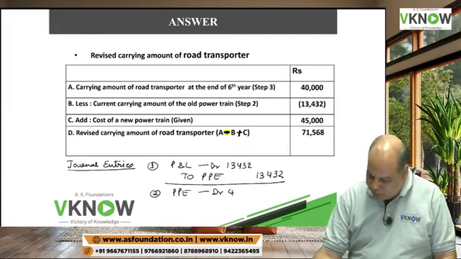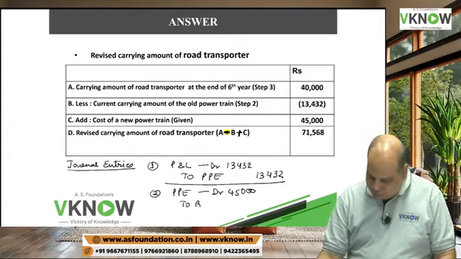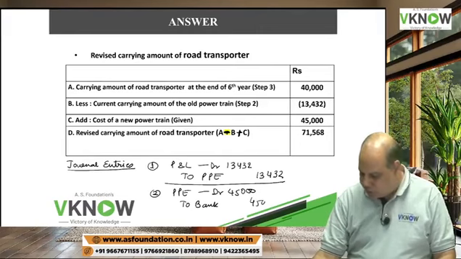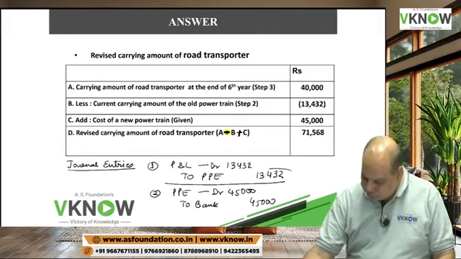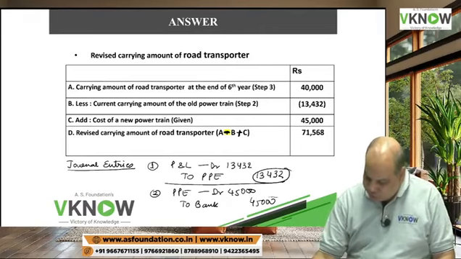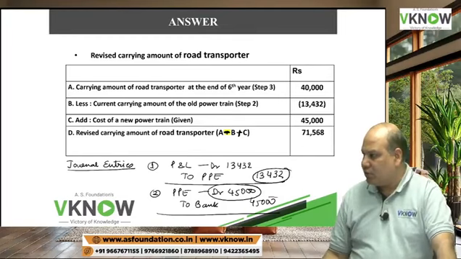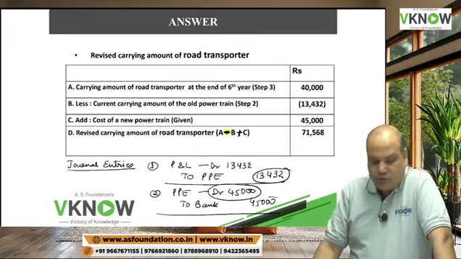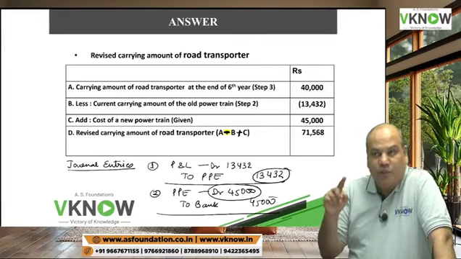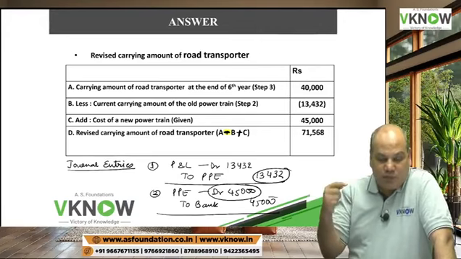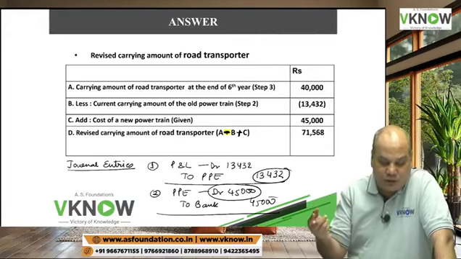PPE account debit 45,000 to bank account 45,000. This way, this will get reduced and this will get added. This is how companies are going to record the replacement of an asset, the replacement of the part of an asset.